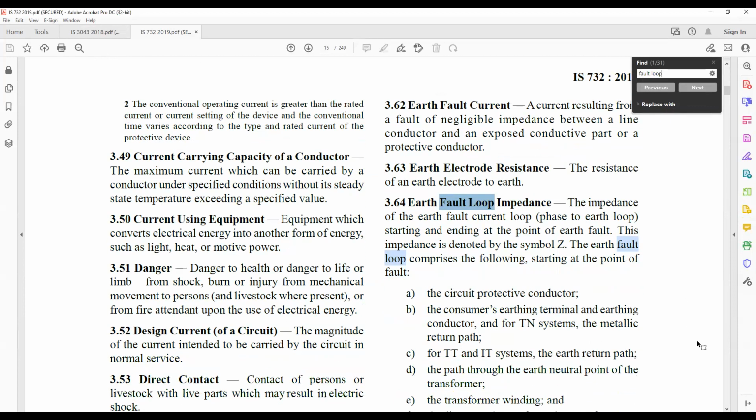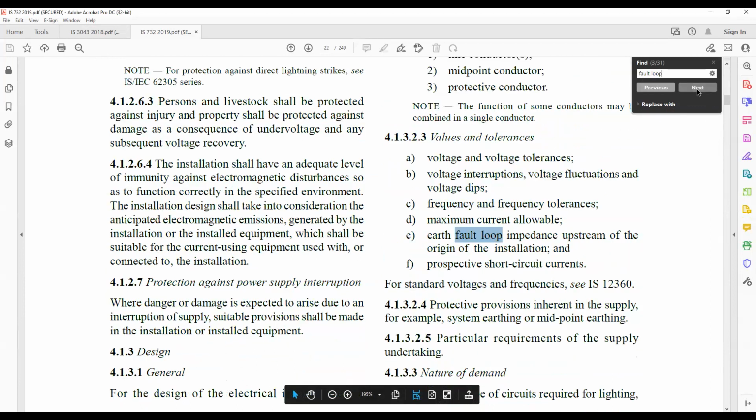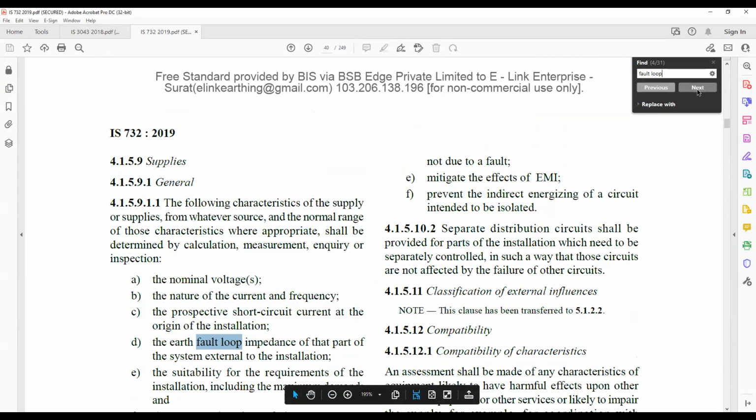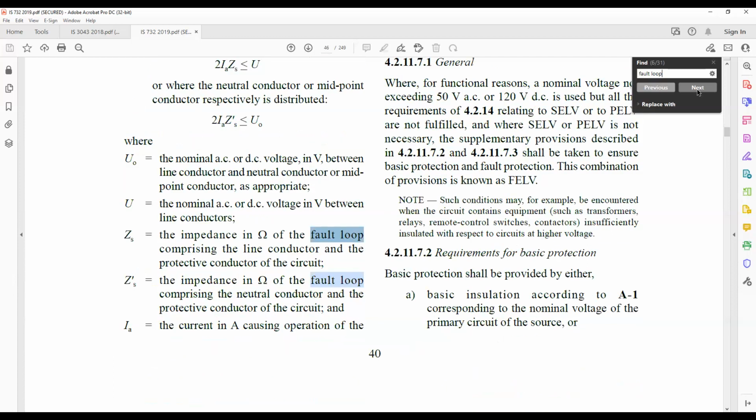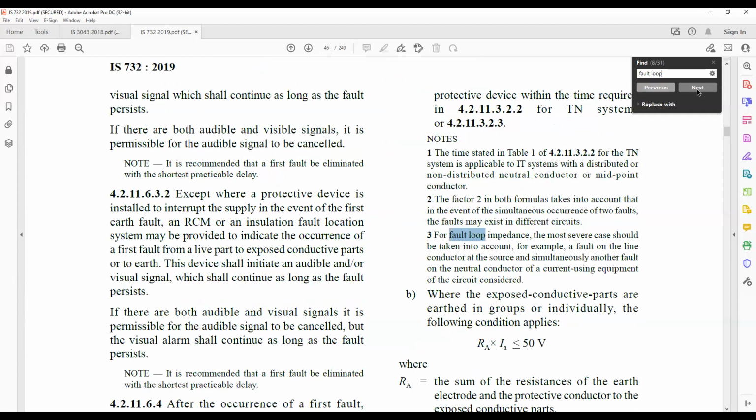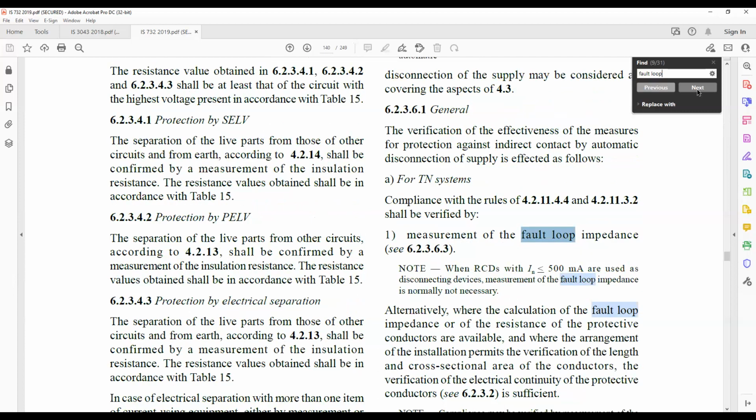What exactly is this? You can go to the next. So all these explanations are there. Now, you see, this is the calculation, the same calculation which is there in IS 3043. Next, please. So here again the calculations. Next, please. Next, please.